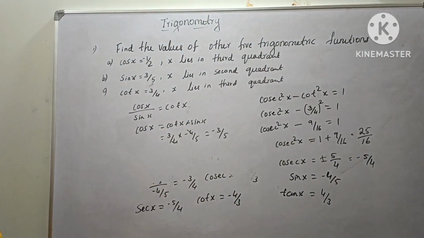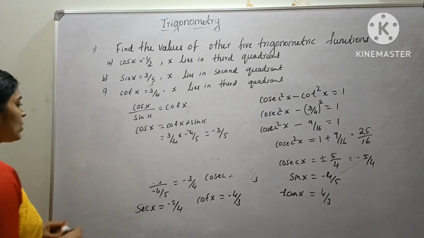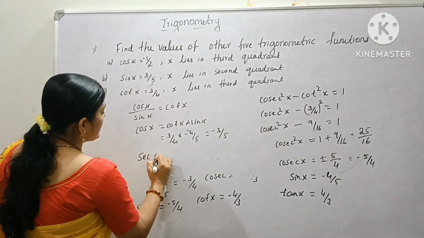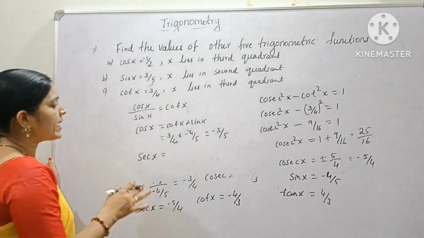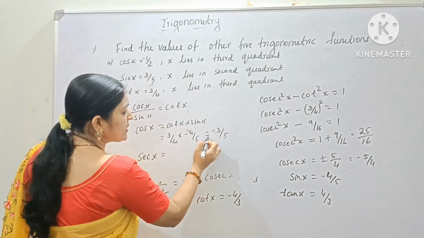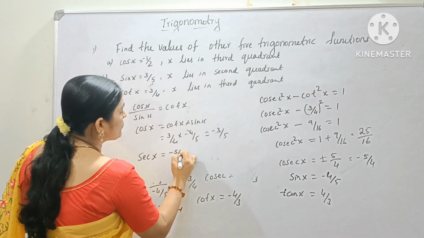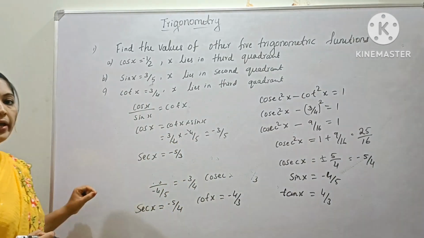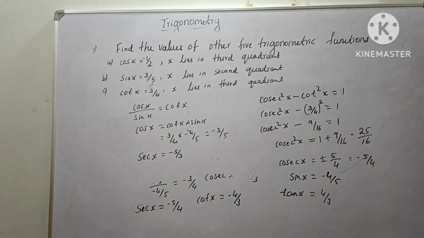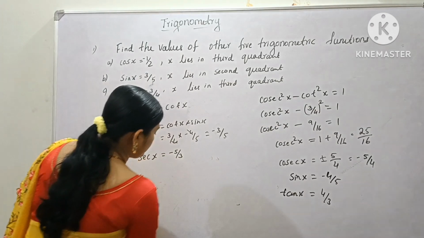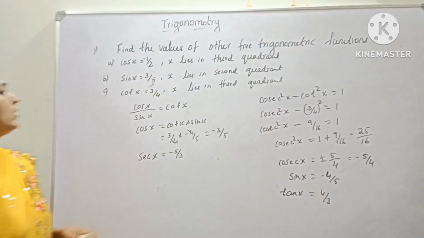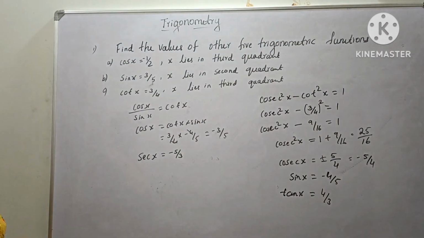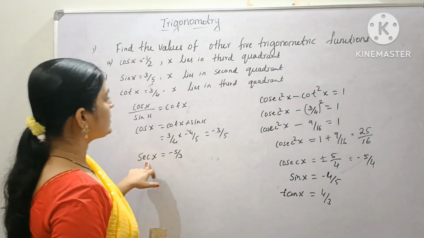Okay. Now we have got sin x, cos x, tan x, cosec x. Yes, next sec x. Okay, what is sec x? Reciprocal of cos x, that is reciprocal of minus 3 by 5 is nothing but minus 5 by 3. Okay, over, right? Okay. Sin x, cos x, tan x, cosec x, sec x, cot x.